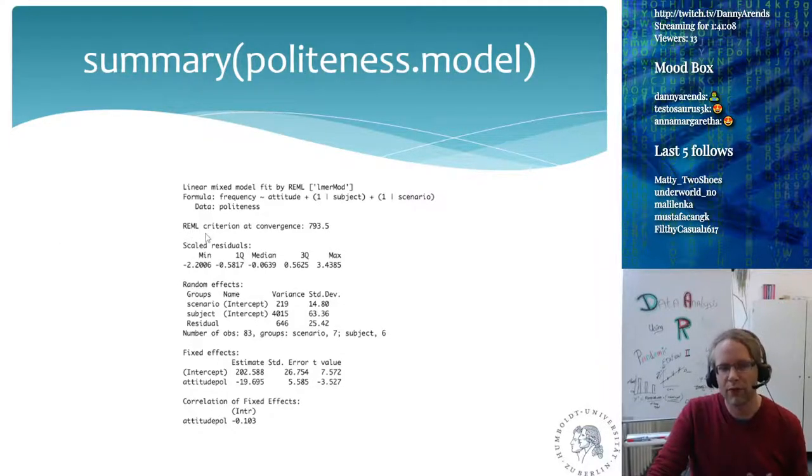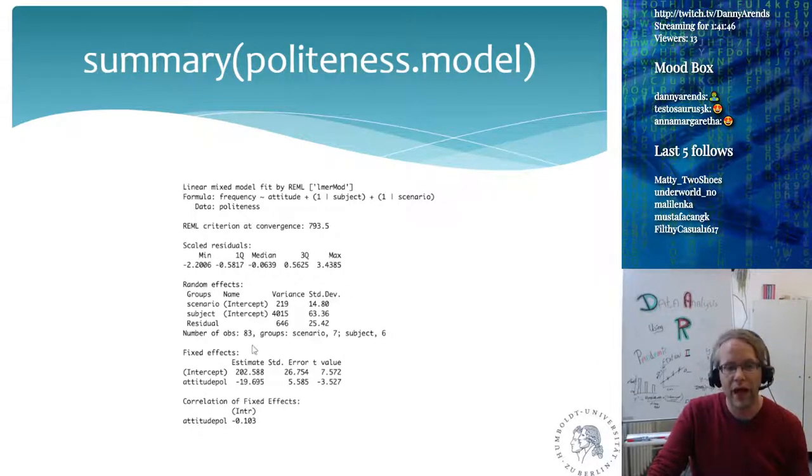So the reduced maximum likelihood converges at this number, which is not that important. It shows you the residuals, which is also not important. The thing which is important here is the fixed effect, right? So we can see that for the random effects, random effects caught some variance. So you can see that the scenario catches around 219 points of frequency, while the subject catches around 4,000. So you see that there's a big difference between different people, and that the difference between questions is not that big. It's only like 1 in 20. But we already saw this from the box plots as well.